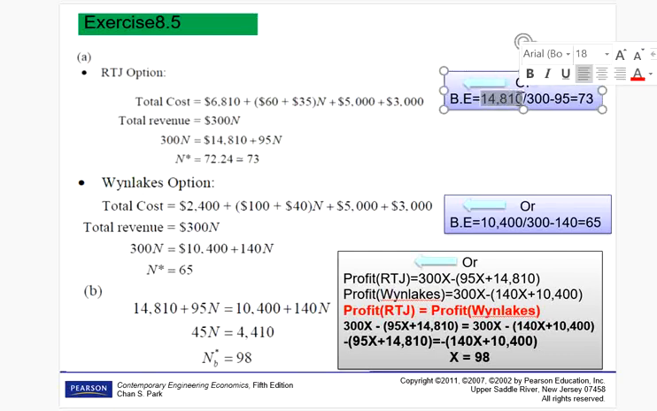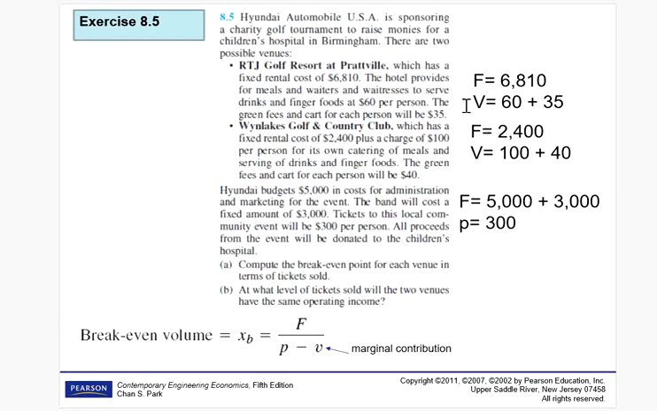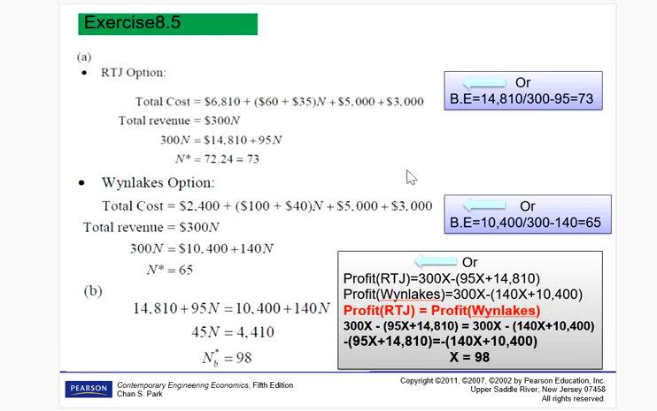14,810. This is F divided by P, which is 300, minus V for the first event. For this event, it is 95. If you add these two, it is 73. So it means that we must sell 73 tickets minimum to break even, to cover our cost. So if you are planning this event, you should know that we must sell 73 units to break even. This is your bottom line. Of course we want to sell more than this, right?